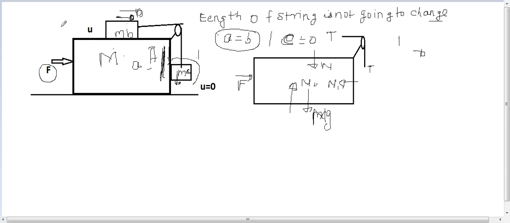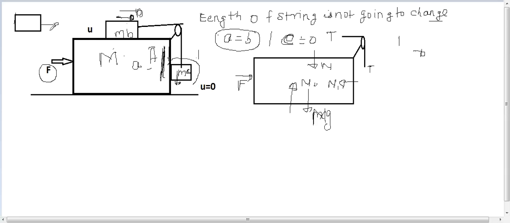Let me draw the free body diagram of this so that we can easily detect what the acceleration direction should be. So let's draw the free body diagram, otherwise determining the acceleration will become slightly difficult.